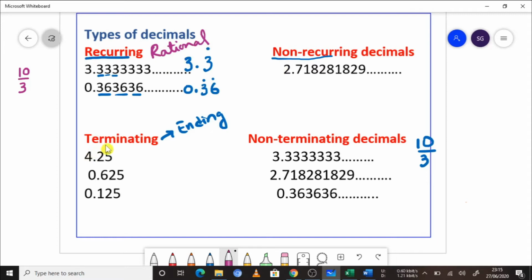If the number is terminating, 4.25, this is again a decimal number. This is 425 over 100. This is terminating, and you can convert it into a fraction form. So this is also a rational number. If it is not terminating, for example 3.33333, it's again 10 over 3. So you can write it as a fraction. Hence, this is again a rational number.